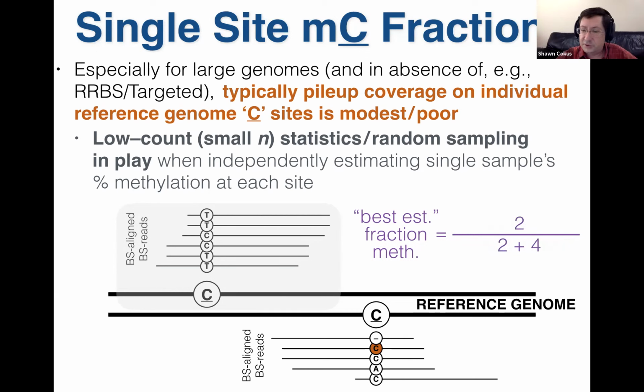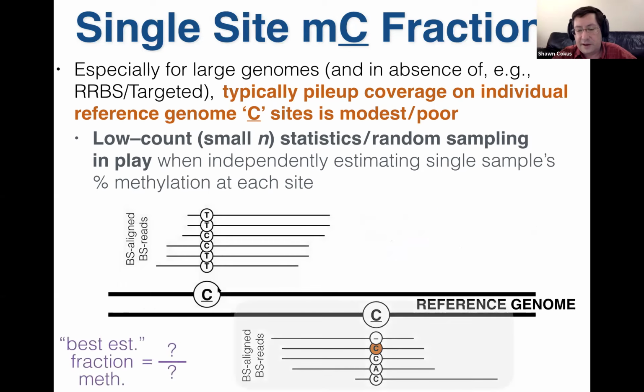And here that's 2 over 2 plus 4, right? We see 2 reads with C's, and 4 reads with T's. The coverage here is 6. So that would be 2/6 or 1/3. And our best guess of the fraction methylation at the site in the original material is 1/3.